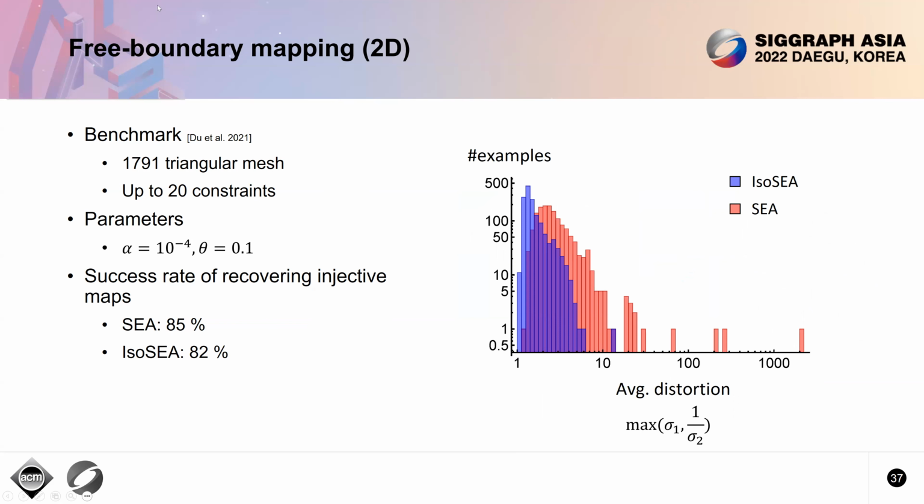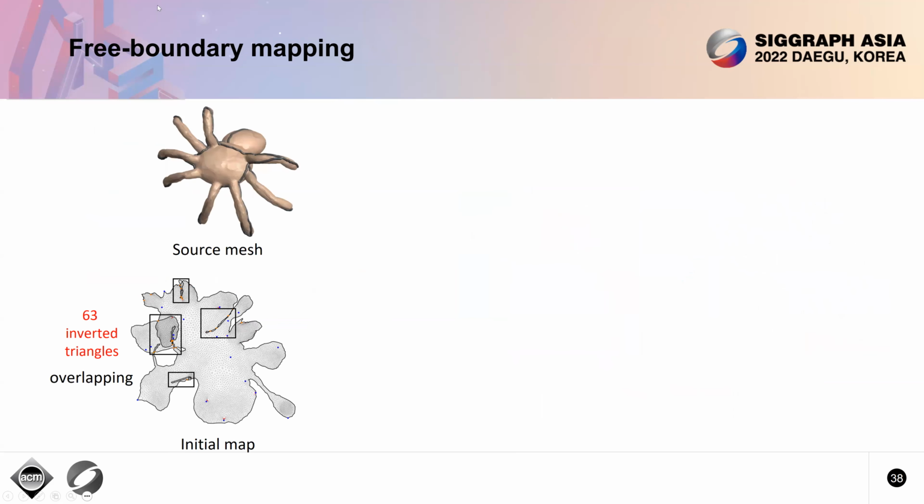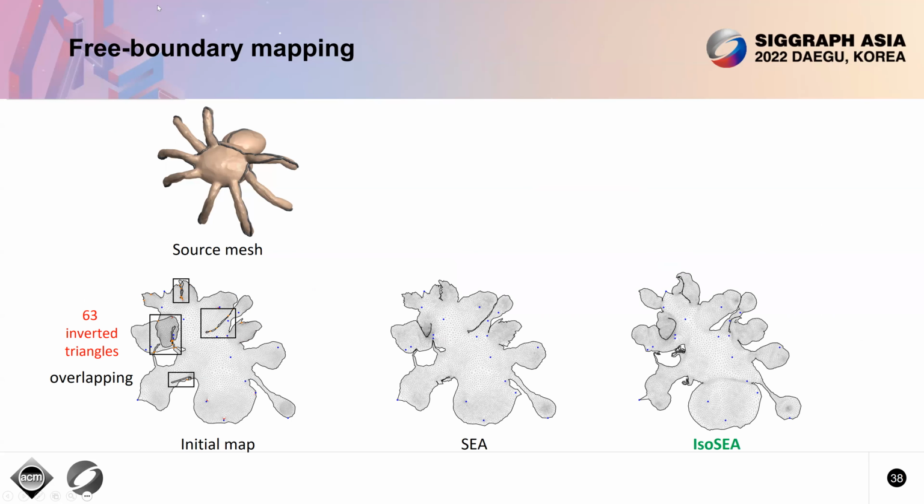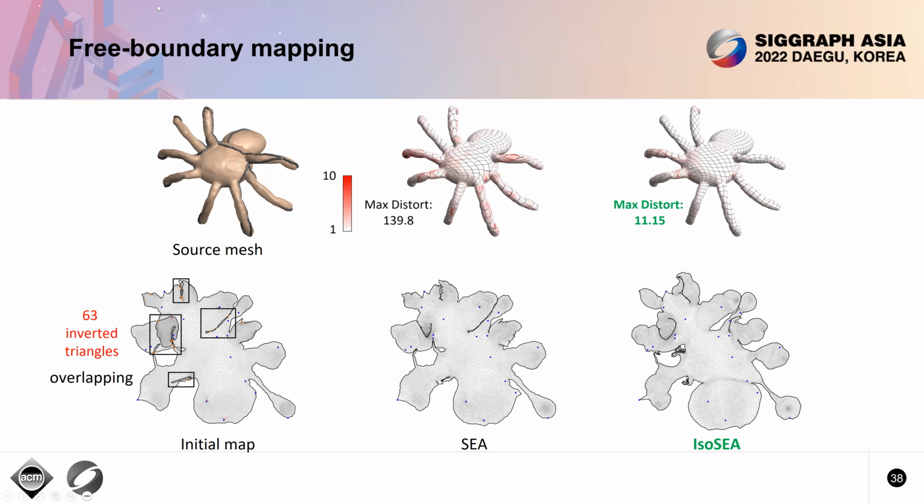We next show a concrete example. In this example, the initial map contains 63 inverted triangles and several overlapping regions. Both ICEA and Iso-ICEA recover an injective map. Iso-ICEA achieves lower distortion as shown by the grid line texture and the smaller distortion metric. Observe that Iso-ICEA better preserves the shape of the grid on the legs of the spider.